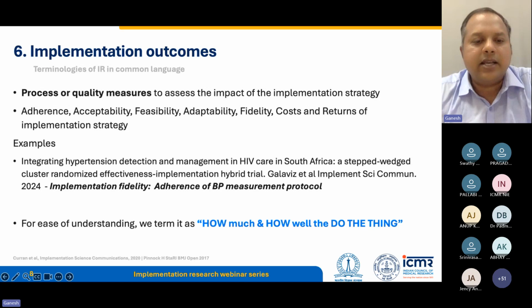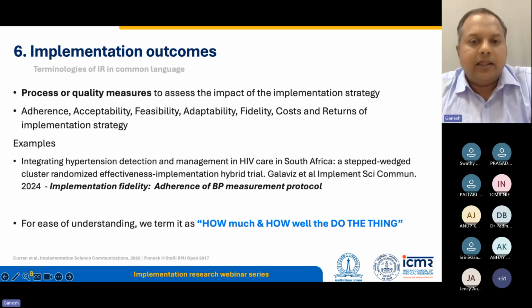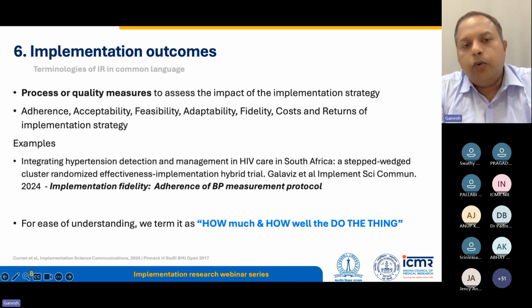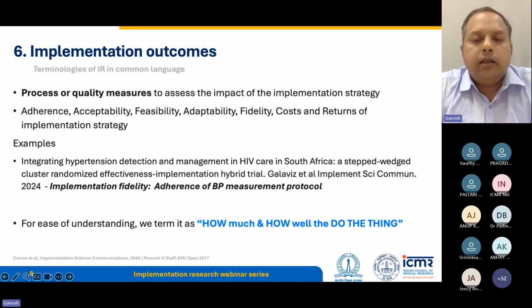So for ease of understanding, what we are trying to term here is how much and how well they do the thing. The thing here is hypertension management for HIV patients. But how much and how well we are doing it is one of the measurement outcomes here. The implementation outcome is adherence to the BP measurement protocol, and acceptability among the healthcare providers. This is our how much or how well. Now you can clearly understand why the question, which is how, is clearly linked to implementation outcomes or implementation research.